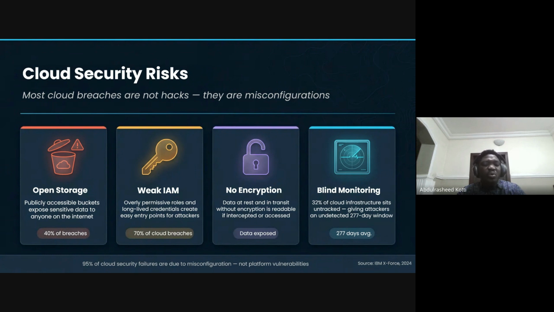But most of them are mistakes that are as simple because they are majorly called misconfigurations. First is open storage, then weak access control, then a lack of encryption for data at rest and data in transit. And the last is a lack of monitoring.